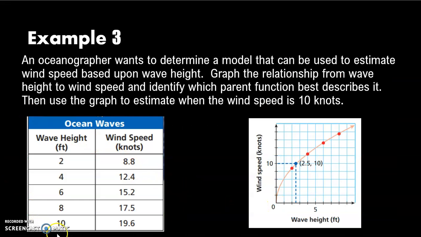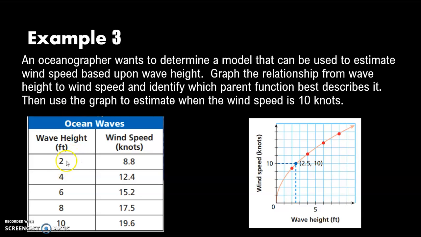In this one, they have still given us a table of values that we have to graph, but we also have to describe the parent function and estimate a value from this. It says an oceanographer wants to determine a model that can be used to estimate wind speed based upon wave height. Graph the relationship from wave height to wind speed and identify which parent function best describes it. Then use the graph to estimate when the wind speed is 10 knots.